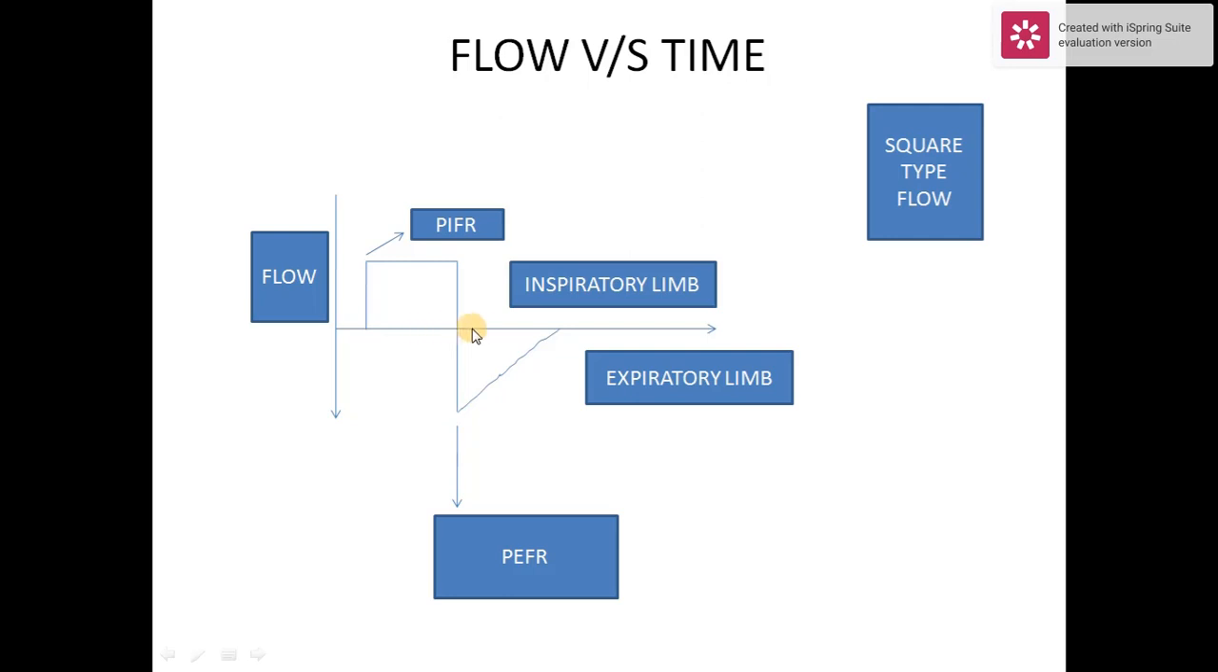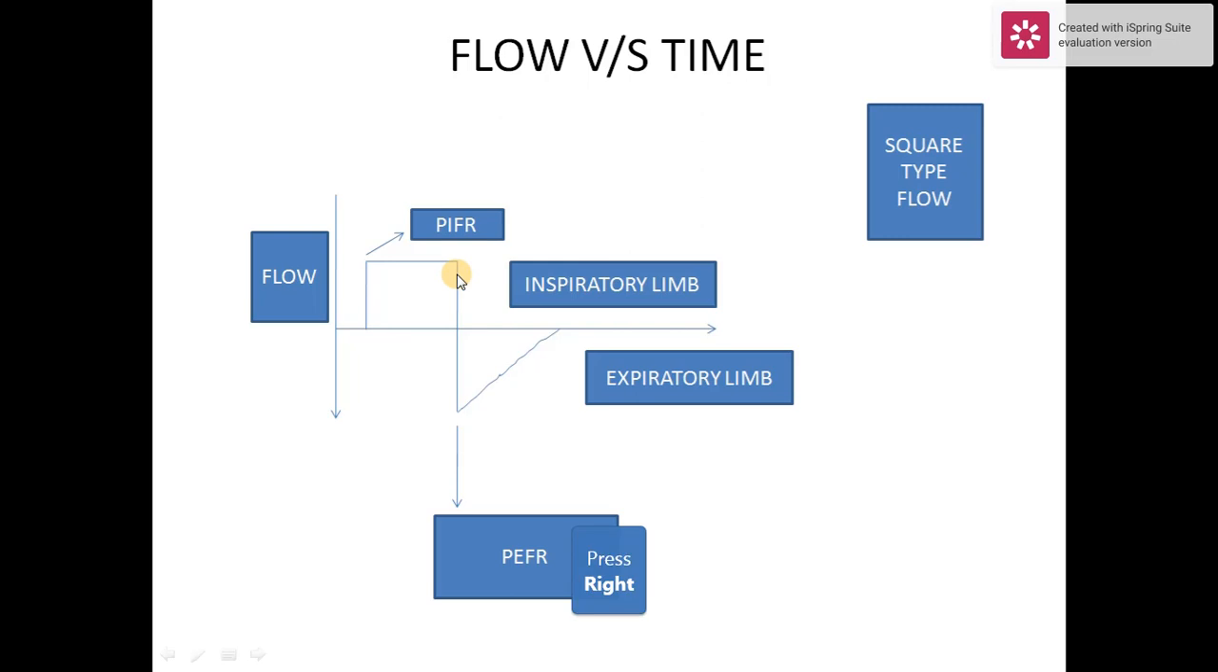Anything above this line is known as the inspiratory limb, below is the expiratory limb. Beginning of inspiration, beginning of expiration. Inspiration starts and reaches a peak, maintains a constant, then comes down, then expiration starts, then reaches a peak expiratory flow rate, and then this is the expiratory limb. Inspiratory limb, expiratory limb. This is a square type flow. Just remember it's mainly seen in volume control type.